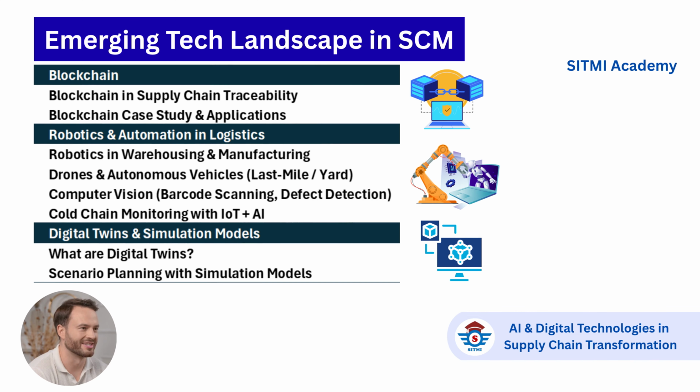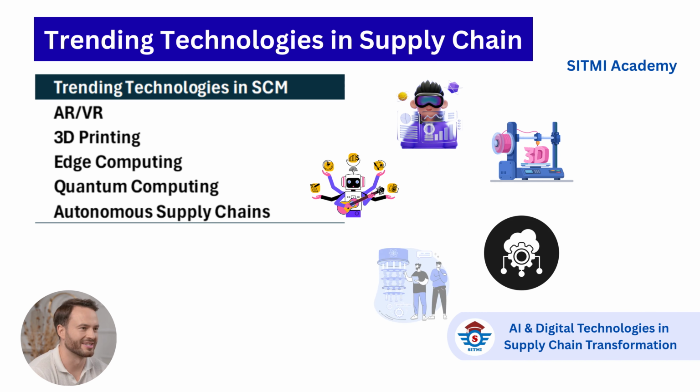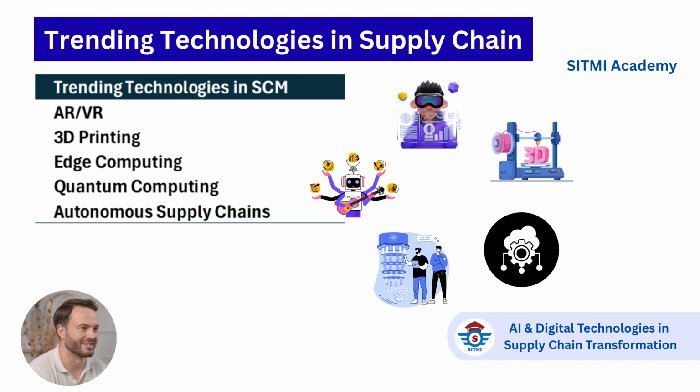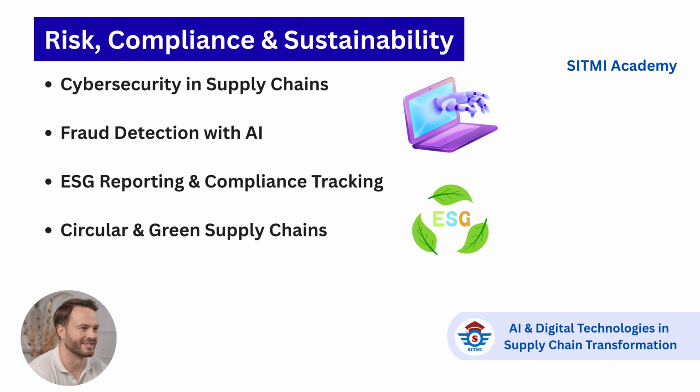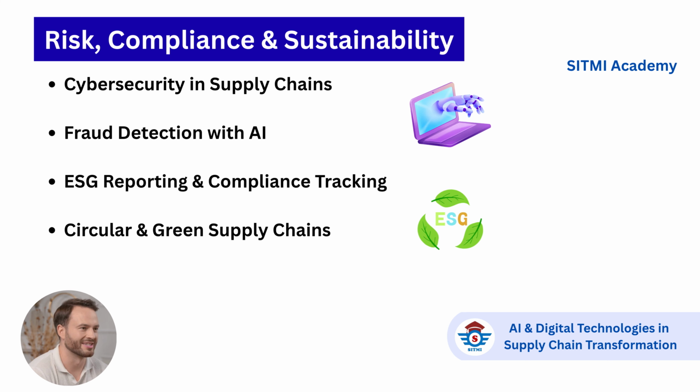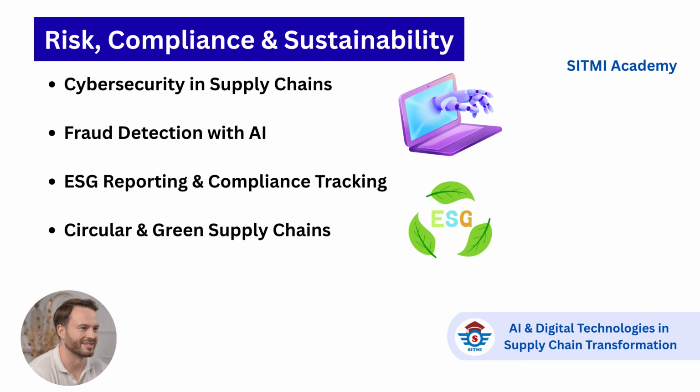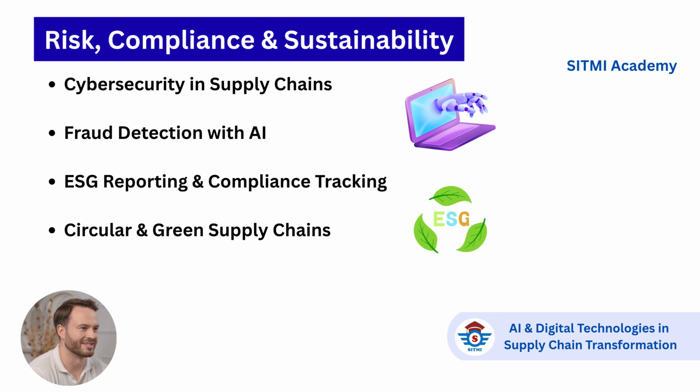As we move further, we will explore blockchain for supply chain traceability, robotics and automation for warehousing, drones for last-mile delivery, and digital twins for simulations. Then we open the door to trending technologies like AR/VR, 3D printing, edge computing, and quantum computing. Finally, we will address risk, compliance, and sustainability, topics that every modern supply chain leader must care about.